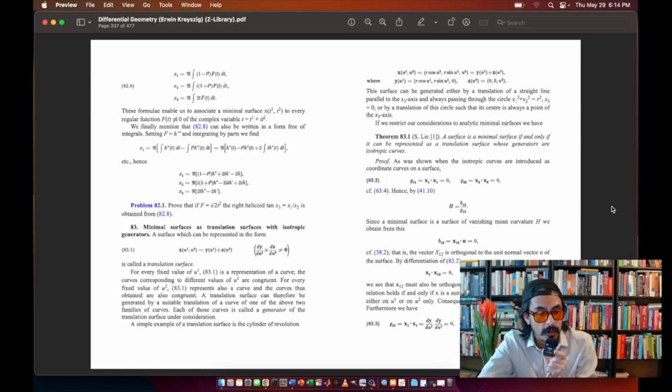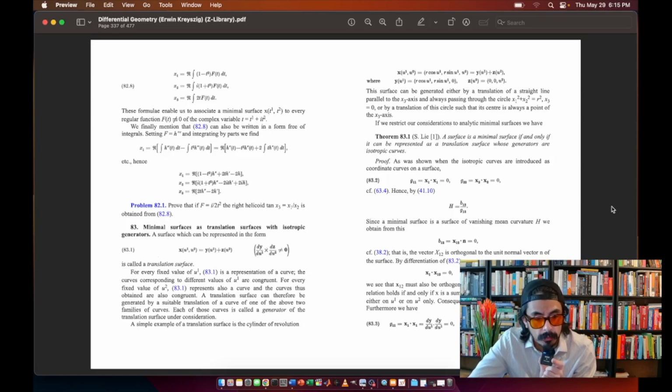Anyways, these formulae enable us to associate a minimal surface x in terms of t1 and t2, where the t's have superscript indices, to every regular function F of t, where capital F of t is not equivalent to 0, of the complex variable t equals t1 plus i t2, where, again, the indices are superscripts.